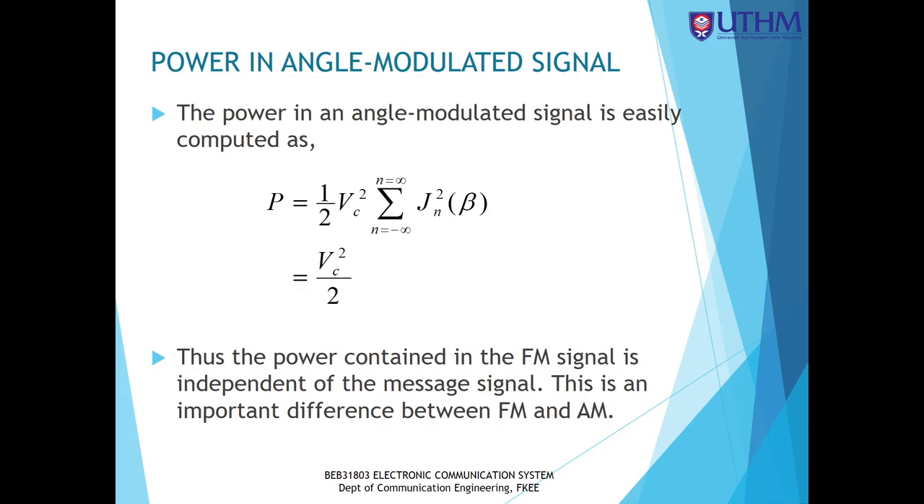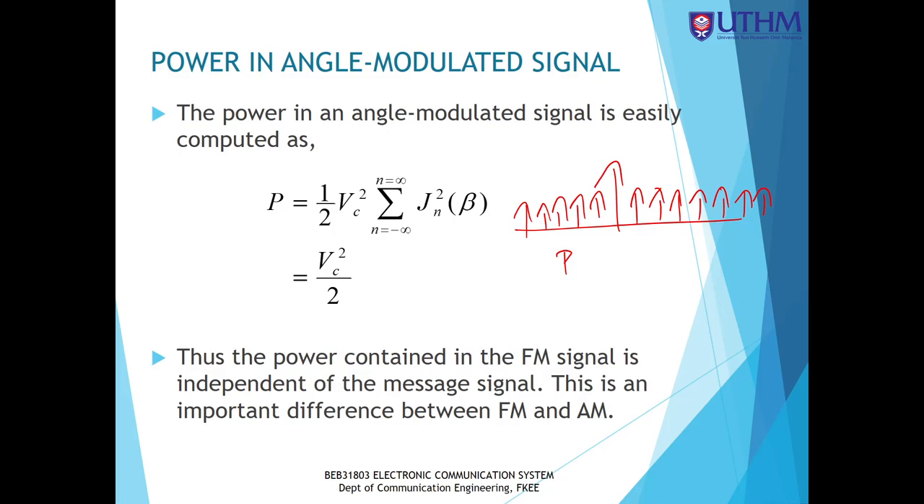Power. Okay, power. So the next topic is about power. This is very important. So the power in an angle modulated signal is computed as 1 over 2 VC square, summation of JN square from minus infinity to infinity. That means we calculate all the power components. Kita kira semua sekali. Konsepnya sama. Okay, we still use the same concept. We calculate all the power.